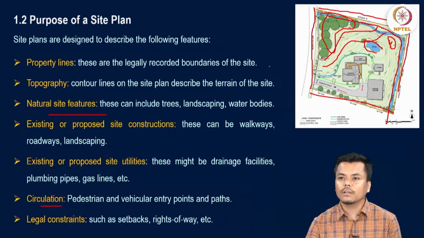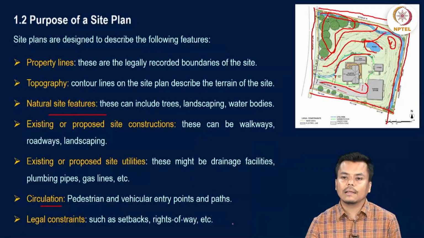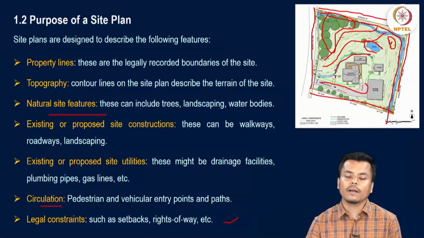Then the circulation, the movement pattern within the site: how the movement is happening, where the vehicular movement is, and how the pedestrian movement is happening. All this information can be gathered from the site plan, along with the legal constraints, that is the setback, right of way and all this information.